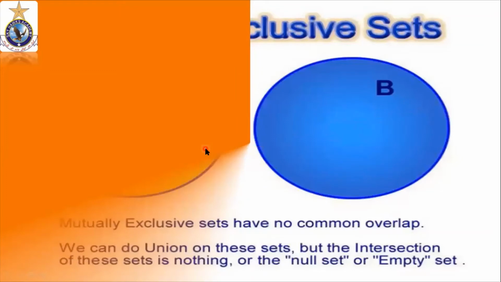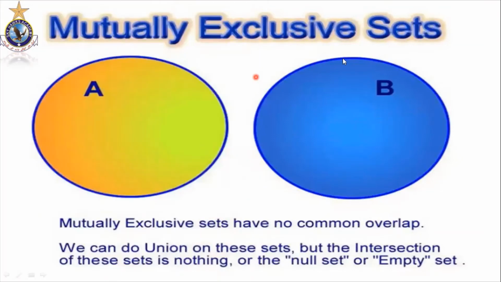Now one more thing is mutually exclusive sets. So here, if you can read this one, please. Mutually exclusive sets have no common overlap. We can do union on these sets, but the intersection of these sets is nothing, or the null set or empty set. Yes. So the most important thing is that these are mutually exclusive sets.